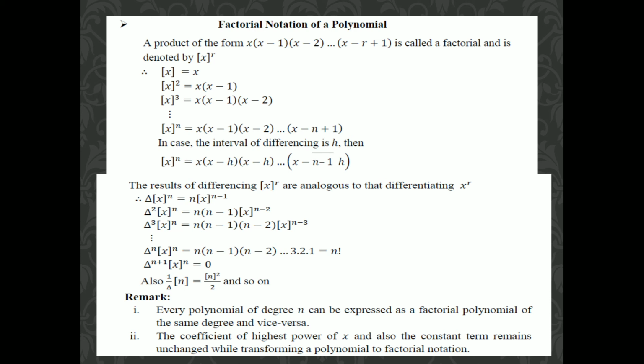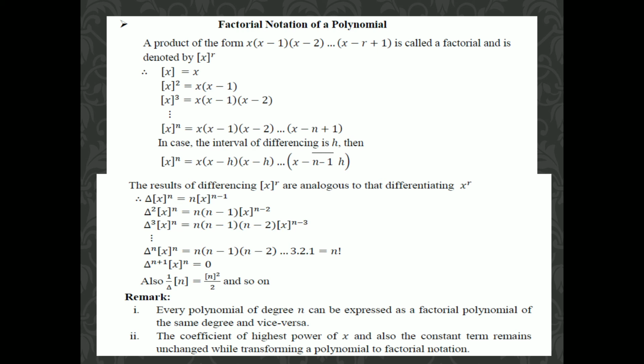The result of differencing x raised to r in factorial notation is analogous to differentiating x raised to r. Therefore, delta of x raised to n is equal to n into x raised to n minus 1, and delta square of x raised to n is equal to n into n minus 1 into x raised to n minus 2.